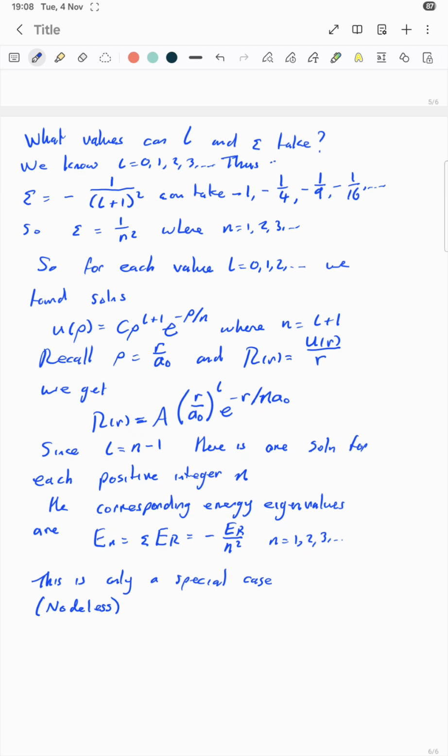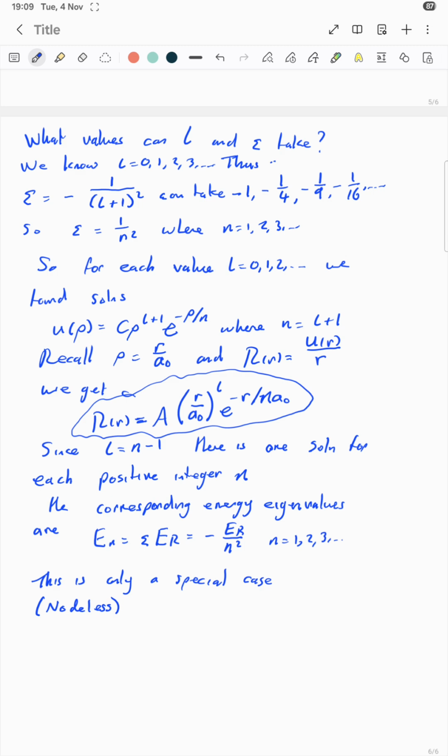We found solutions of u of rho equals C rho to the L plus 1, e to the minus rho over n, where n equals L plus 1. Now we recall that rho equals r over a0, the Bohr radius, and our function of r, R of r, is u of r over r. We get this, which may look familiar if you've come across radial solutions of the Schrödinger equation before. Since L equals n minus 1, there is one solution for each positive integer n.